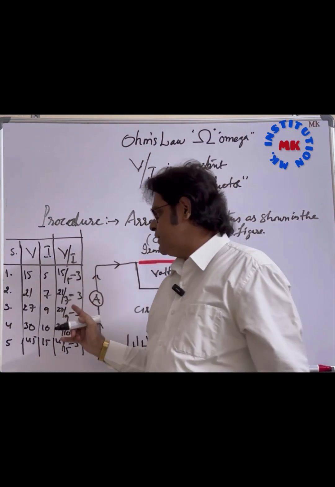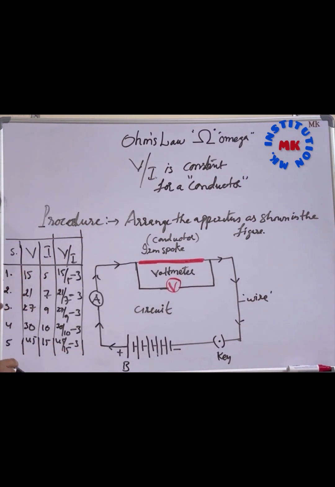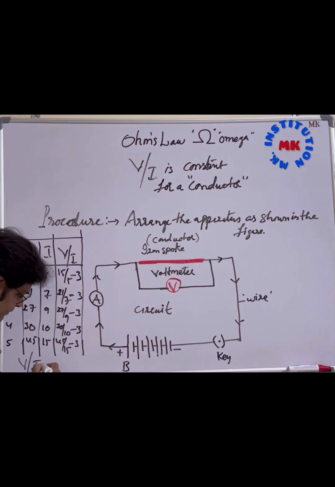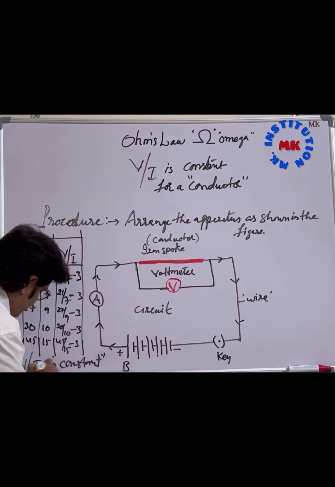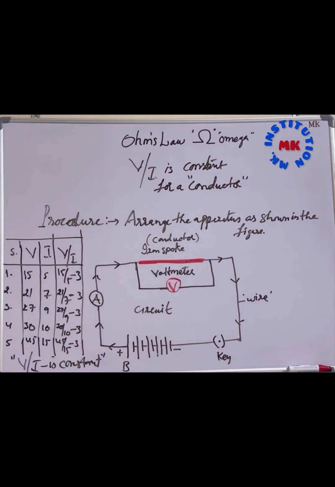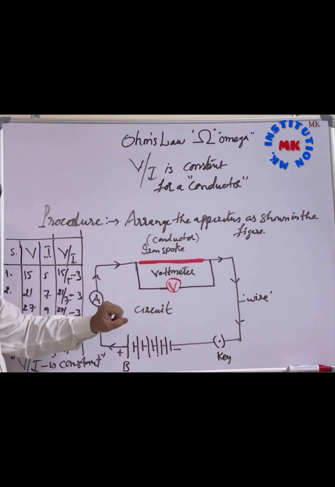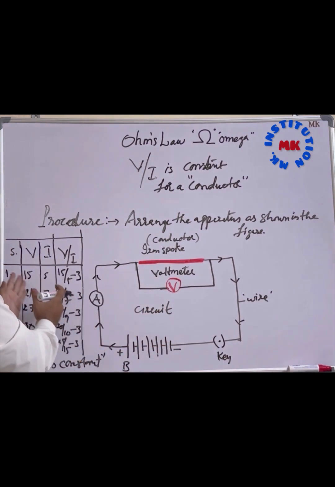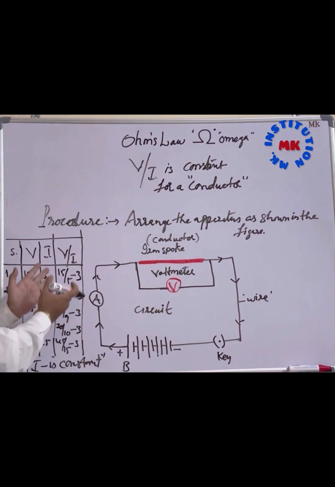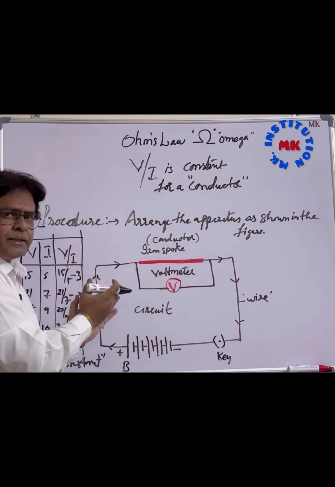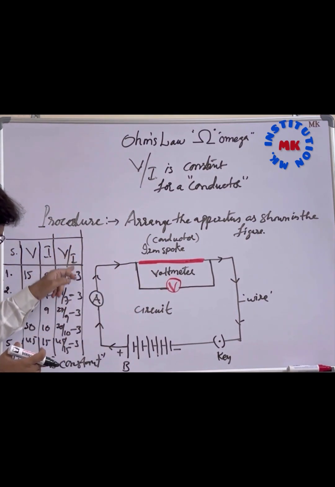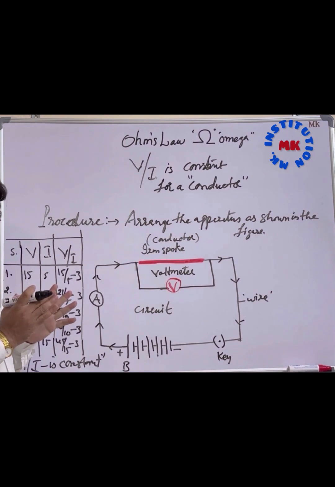What does this table indicate? That V by I, voltage by current, is nothing but a constant. This we have proved by the table. You have done this experiment a number of times by adding batteries to it. When you add the batteries, you get different readings in the ammeter as well as in the voltmeter, but their ratio is always constant, equivalent. Clear? This is the example.